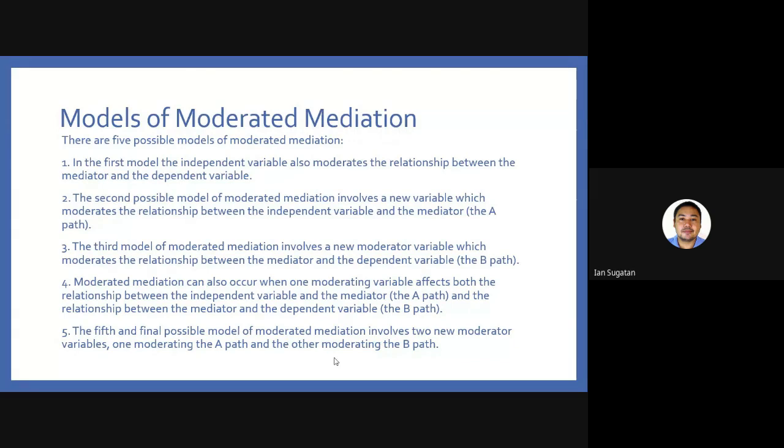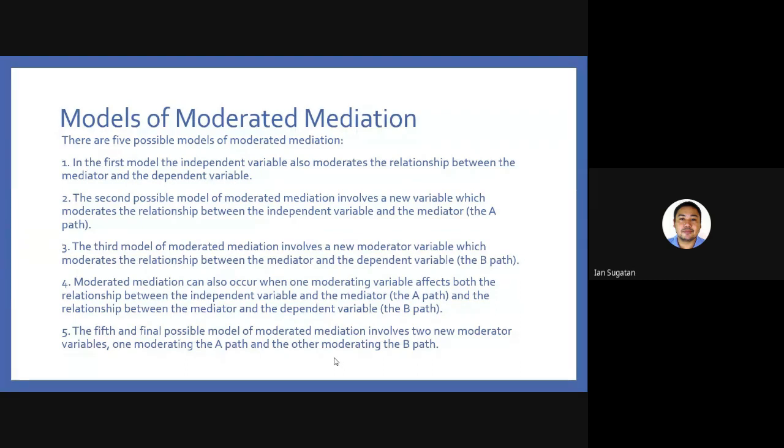The second possible model of moderated mediation involves a new variable which moderates the relationship between the independent variable and the mediator. The third model of moderated mediation involves a new moderator variable which moderates the relationship between the mediator and the dependent variable. So this is also called the B path.